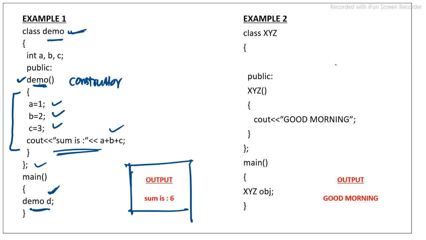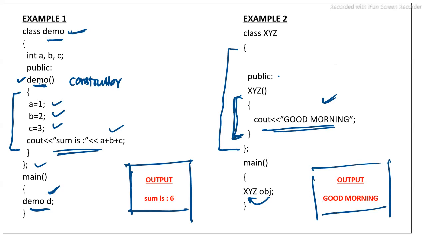Let's come to the second example. The second example is also very similar and very easy. In the second example we have taken a class xyz. Inside the class scope we have taken public. In public, the constructor is defined here. We are not passing any kind of argument inside our constructor. This constructor is just displaying the statement good morning, and inside the main program we are creating the object obj for the class xyz. As soon as we declare the object obj, at that time this constructor will be executed automatically, and we will be able to display our output, that is good morning.